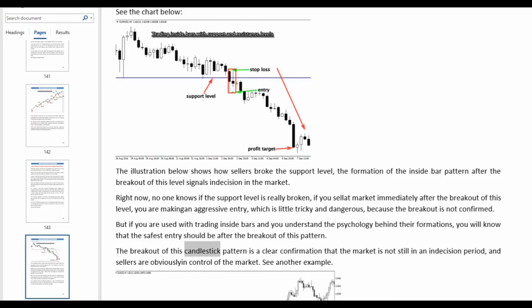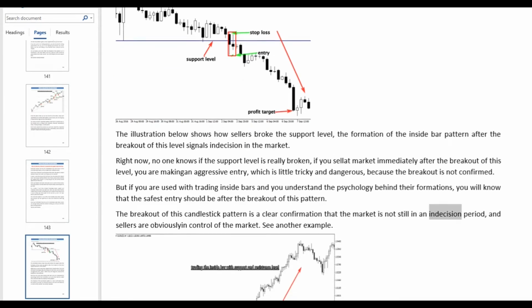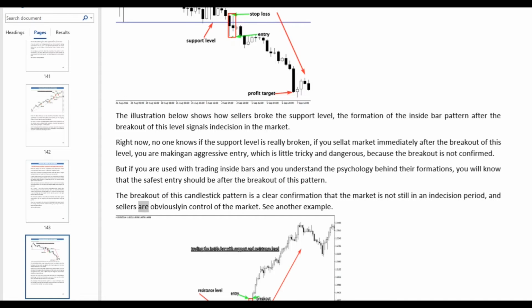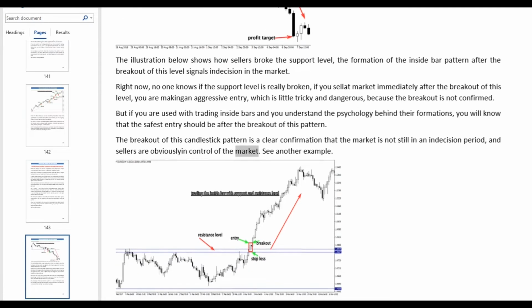The breakout of this candlestick pattern is a clear confirmation that the market is no longer in an indecision period, and sellers are obviously in control of the market.